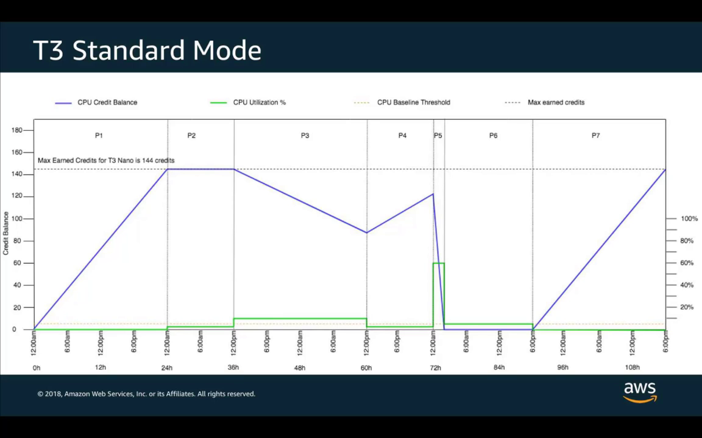And then once the instance goes back to an idle state and is not using any CPU, it can start to earn 6 credits per hour and keep accruing into the credit bucket. And you see that over the next 24-hour period, the credits start to grow all the way to the max of 144 credits. And then from that point on, if the CPU continues to be idle, it will just stay flat at 144 credits for the CPU credit balance. So that's an example of how this works in standard mode.